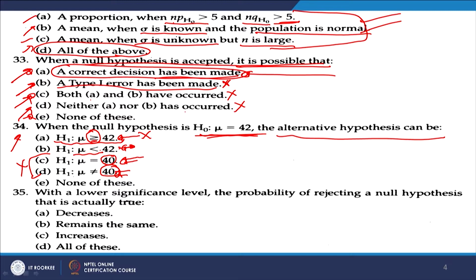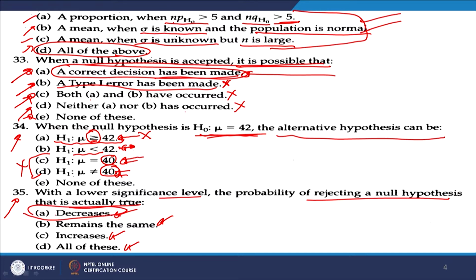Now, let us look at the next question. With a lower significance level, the probability of rejecting a null hypothesis that is actually true: decreases, remains the same, increases, all of these. With a lower significance level, the probability of rejecting a null hypothesis that is actually true decreases, right. So, A is the right answer.